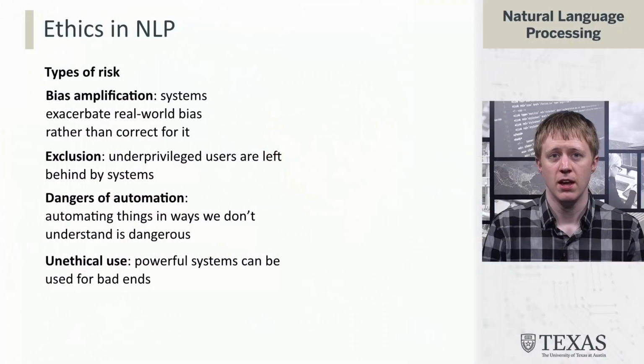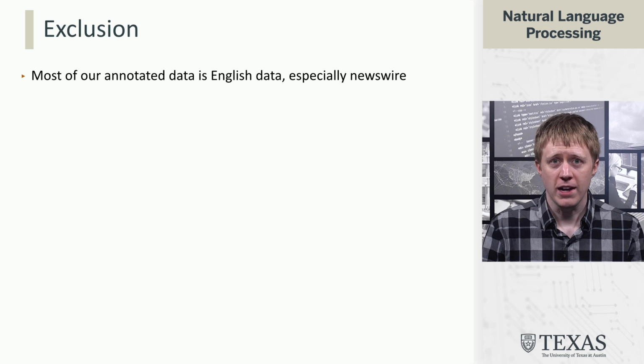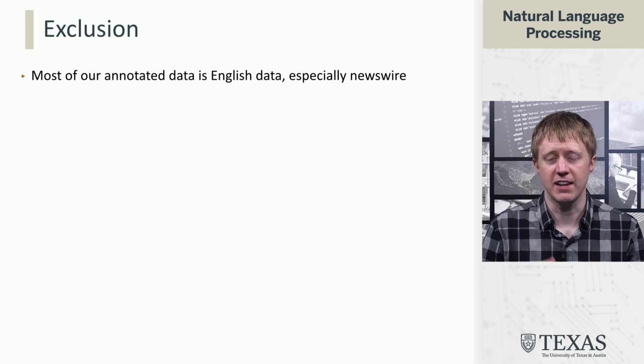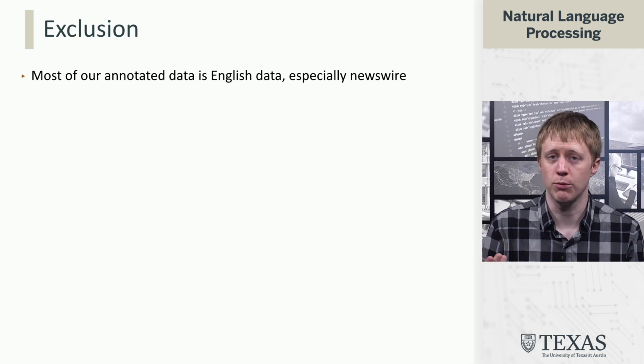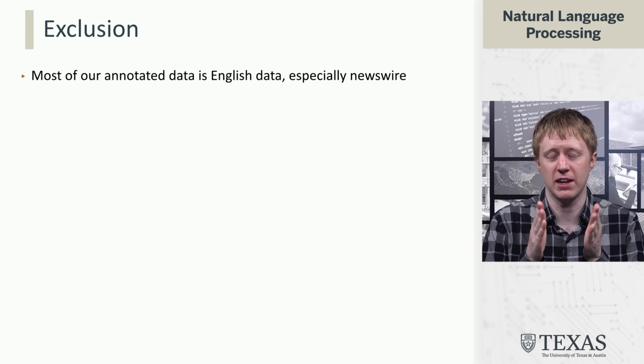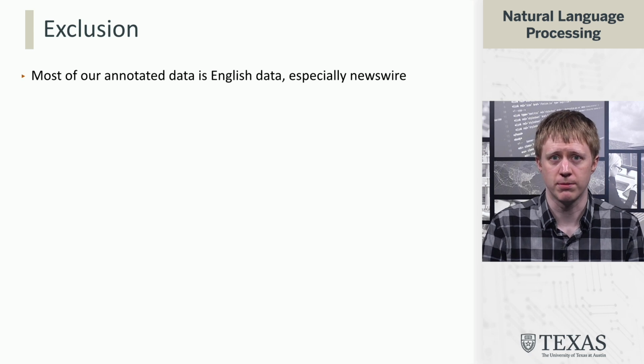In this segment, we're going to continue our discussion of ethical issues, and we're going to come to the issue of exclusion. This is one of the four factors that we are going to look at, and it deals with cases where underprivileged users are left behind by systems. This arises from the fact that most of the annotated data we have, historically in the field of NLP, is English data. And while it's broadened recently, a lot of the early history of the field was dealing with newswire data, which is a very specific and narrow slice of language.